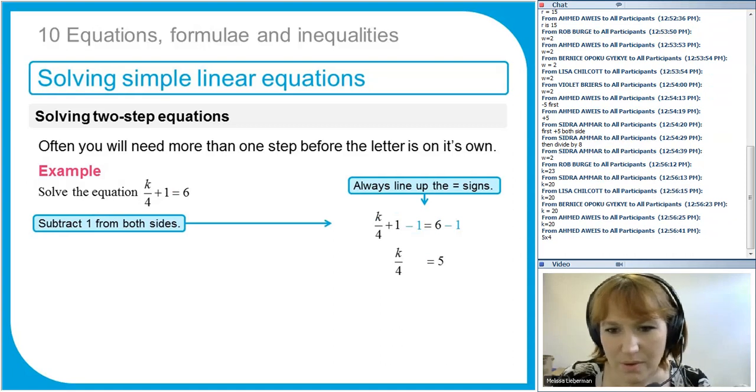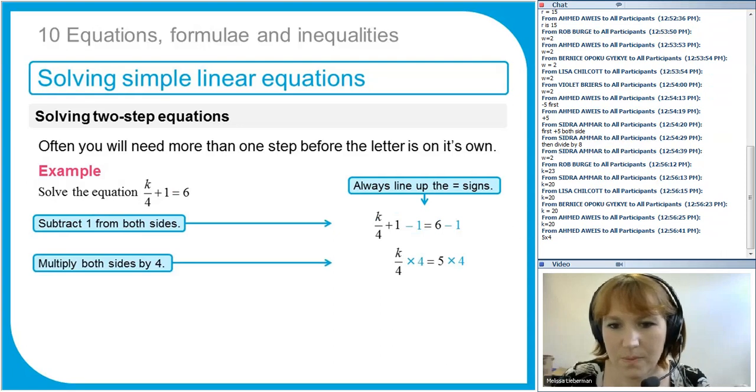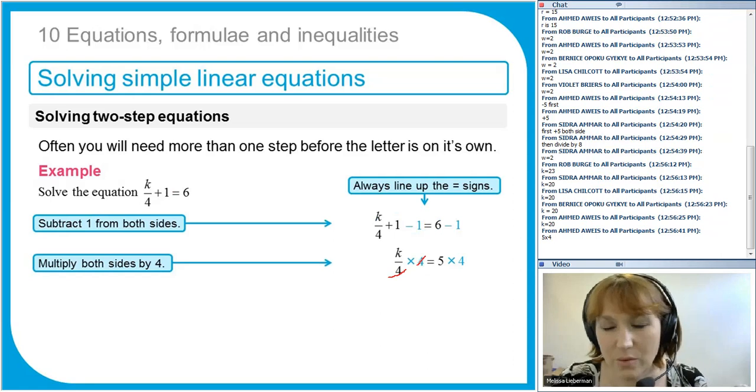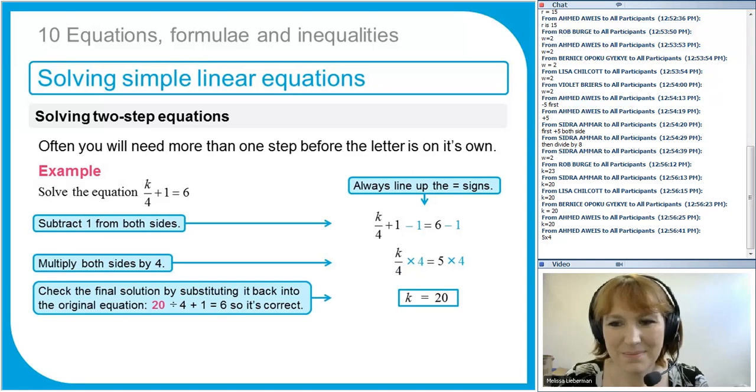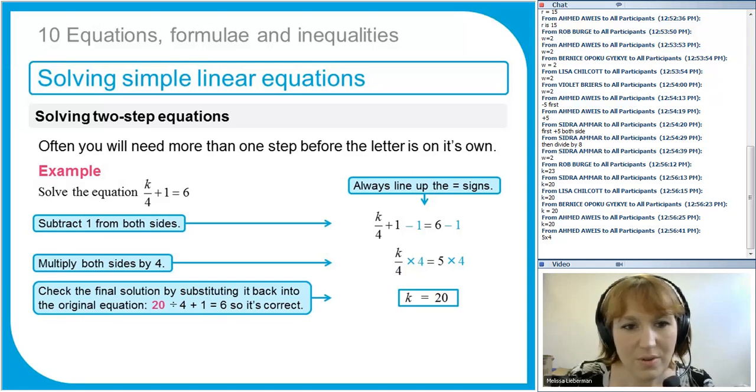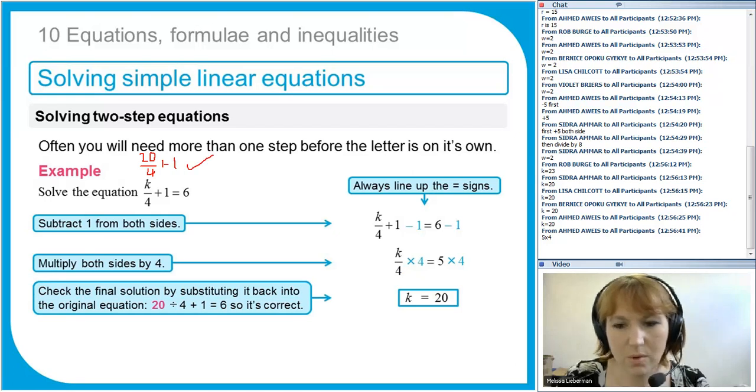So we're going to multiply both sides by 4, like that. Those 4's will then cancel out so that I get k on its own. And then on the right-hand side, I've got 5 times 4. So multiply both sides by 4. These cancel out, as I said, like that. It's got k on its own, and the solution to this equation will be 5 times 4, which is 20. Check that that works, so put it back into the original equation. That would give me 20 divided by 4, which is 5, plus 1 equals 6. Good, so that works.